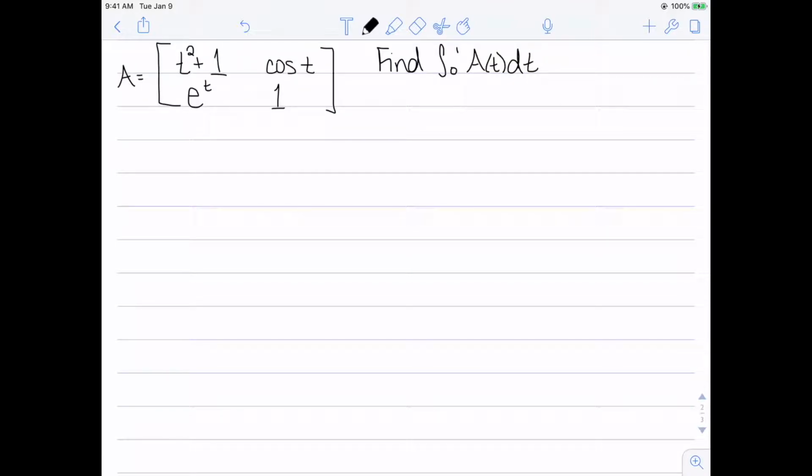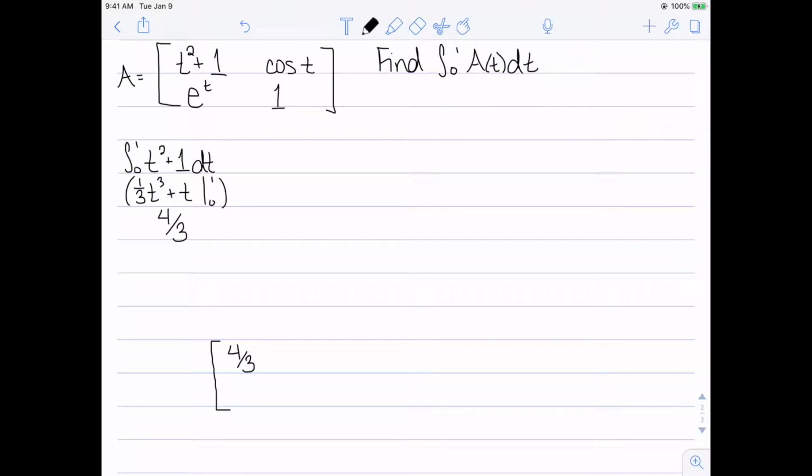Here we have the same matrix A, but this time we want to find the integral from 0 to 1 of A. In order to do that, we're going to need to find the integral from 0 to 1 of each of these entries. So before we put this back into matrix form, let's think about what each of these integrals are. The first one is the integral from 0 to 1 of t squared plus 1. The integral of that would be 1/3 t cubed plus t from 0 to 1. And when we stick in our bounds, we get 4/3. So that would be the first row, first column of our solution.